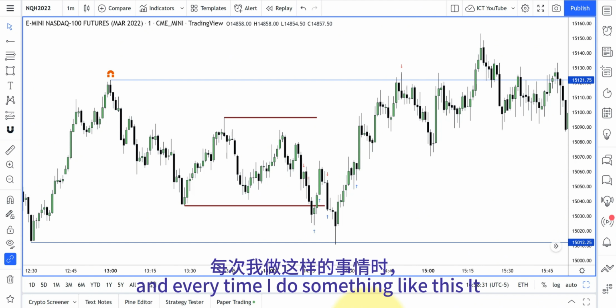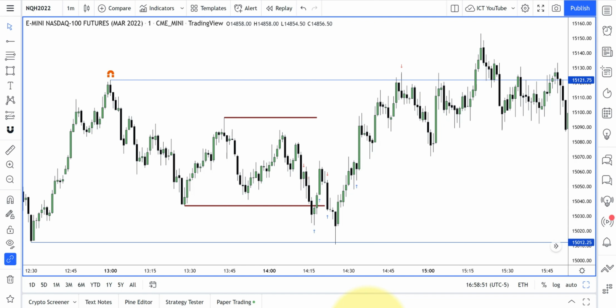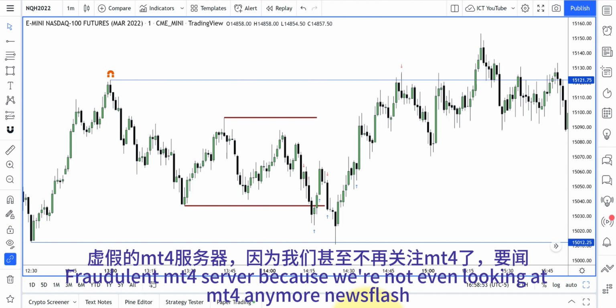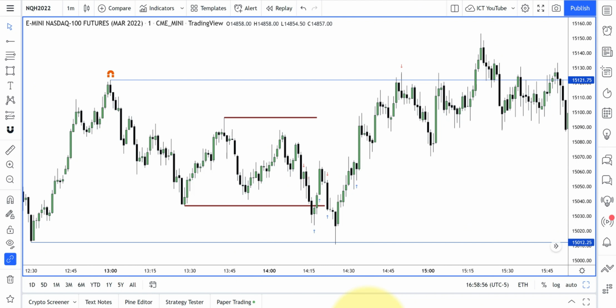Okay, so for the few folks in here that maybe wonder if that still goes on or if it went on, there's absolutely no fraudulent MT4 server, because we're not even looking at MT4 anymore. Newsflash. But I just wanted to spice up this teaching today and also kind of twist the knife a little bit.